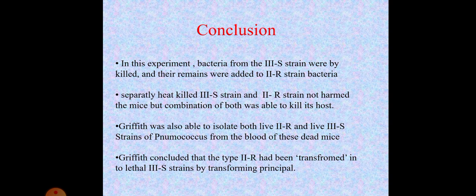Griffith concluded that after giving the combination of the heat-killed smooth strain and the rough strain, the mice died because of the transformation phenomenon, or transforming principle. The rough strain was transformed into the smooth strain. The component responsible for transferring the information from the 3S strain to the 2R strain is nothing but the DNA, or the gene.